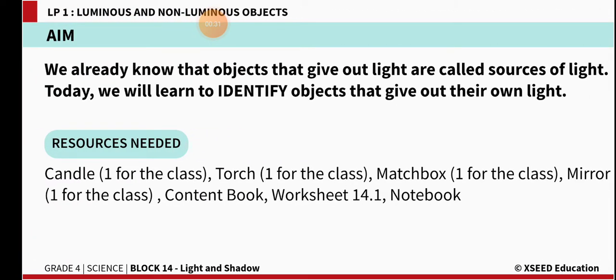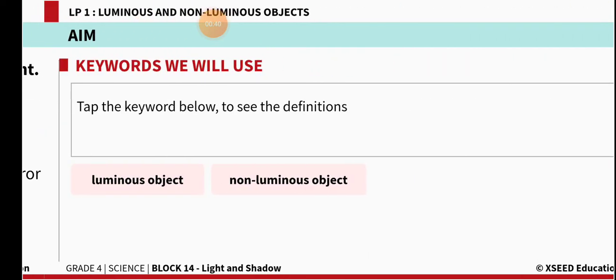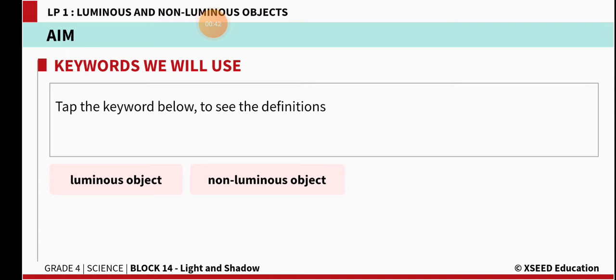So here we will do one activity. You need a candle, torch, matchbox, mirror, content book, your workbook and the notebook to complete this activity. And before going to the activity, you learn the keywords from this lesson.